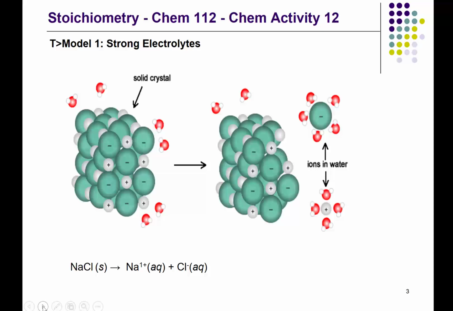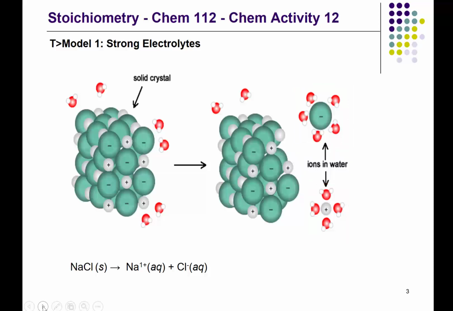And you may remember that water is polar and in a sense has a negative side and a positive side. So around the anion, the more positive side of the water molecule will surround that particle. And around the cation, the more negative side of the water molecule will be surrounding that particle.